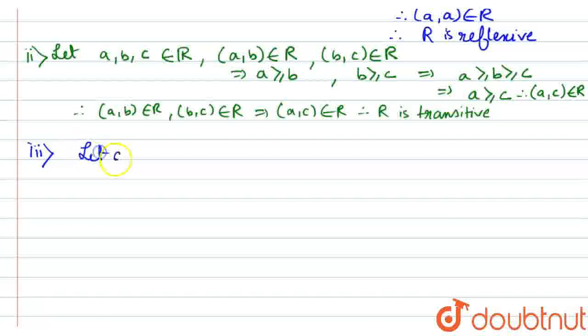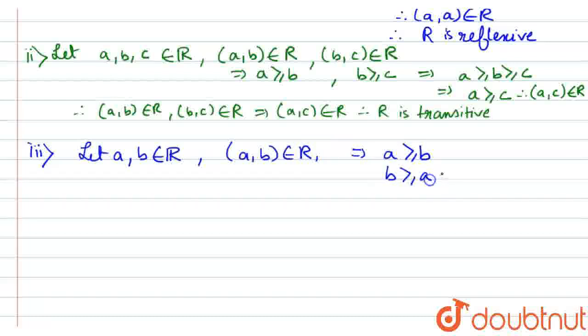Let (a, b) belong to R, the set of real numbers, and (a, b) belong to R, the relation. Then this implies a is greater than or equal to b. If R is symmetric, then this will imply b is greater than or equal to a. Now both of the conditions will hold if and only if a is equal to b. But then the element in the relation becomes (a, a) belongs to R. But this is the condition for reflexiveness. Therefore it does not prove that R is symmetric.